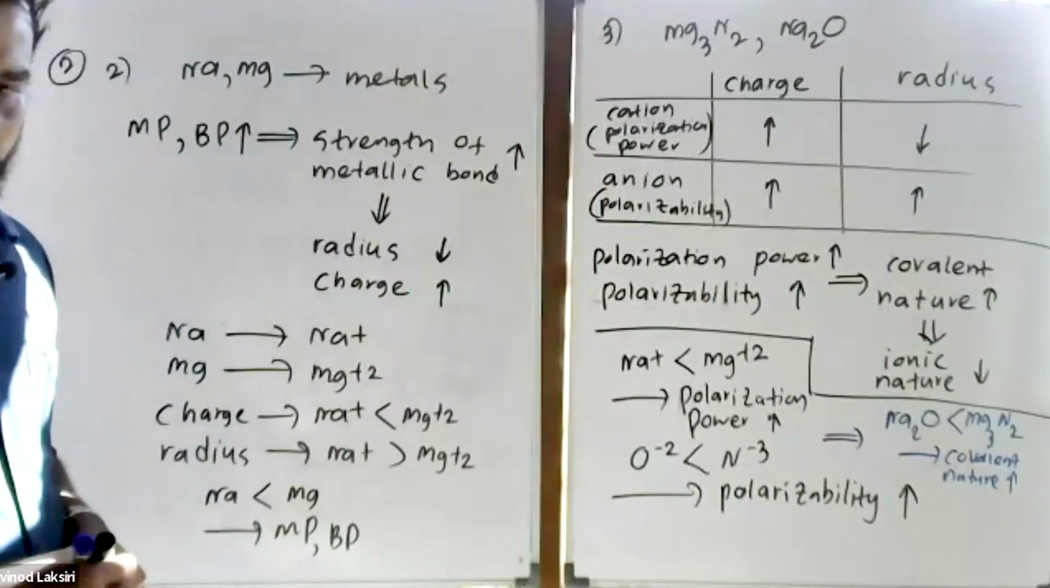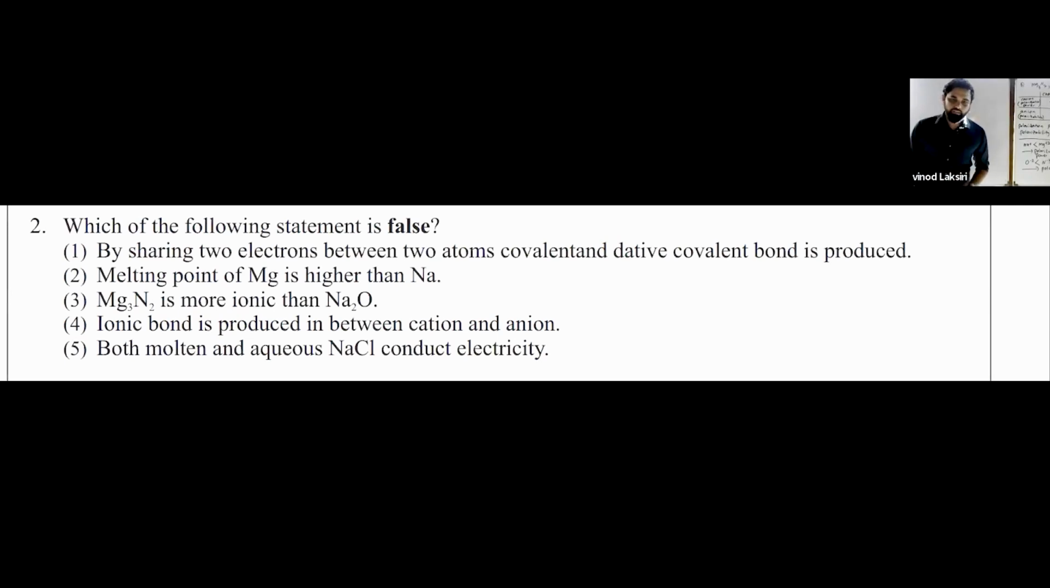By using the short note, the fourth statement: ionic bond is produced between cation and anion. Yes, it is correct. What is an ionic bond? The electrostatic attraction between cation and anion. In an ionic bond, there is electrostatic attraction between cation and anion. Therefore, it is correct. It is very easy, right?